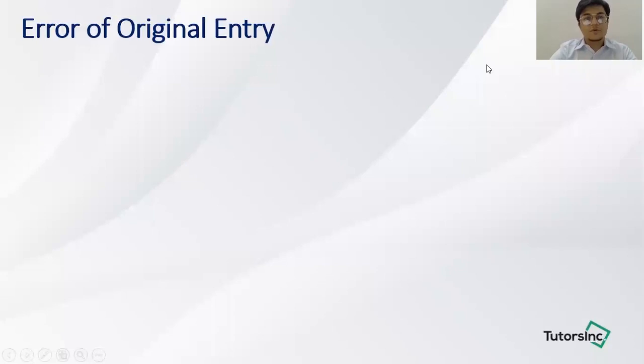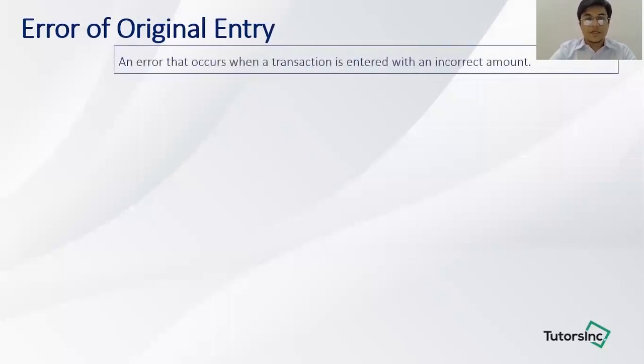The next error that we are going to talk about is the error of original entry, which is an error that occurs when a transaction is entered with an incorrect amount. This means that the original value of the transaction that is being entered in the books of accounts is wrong.